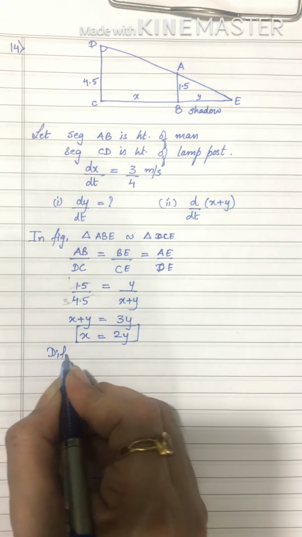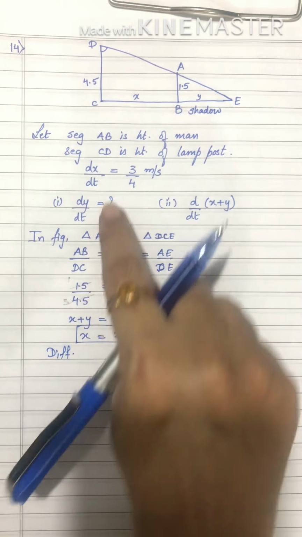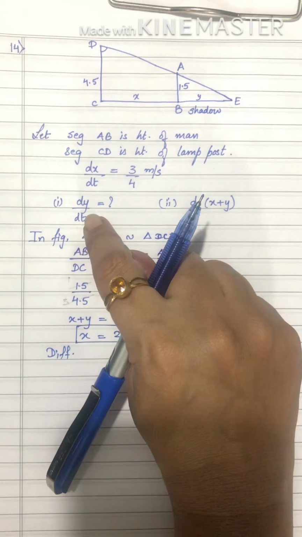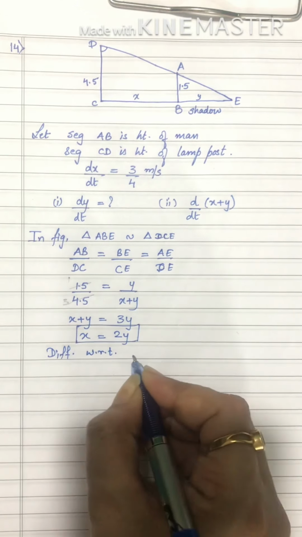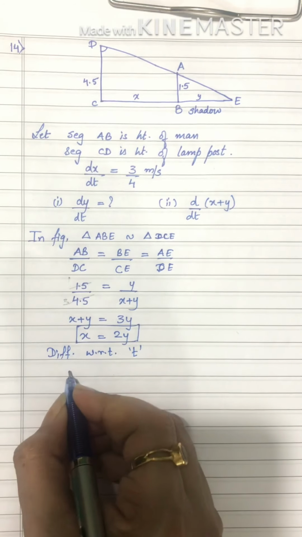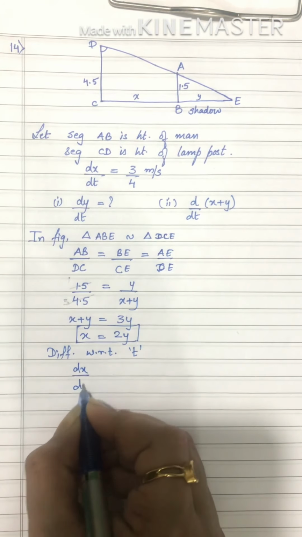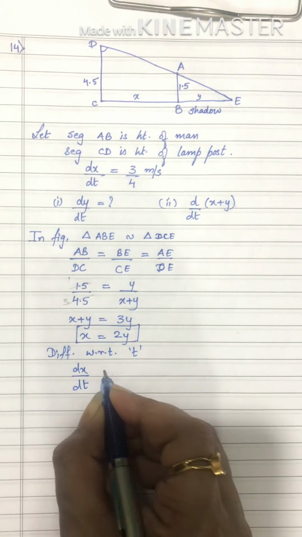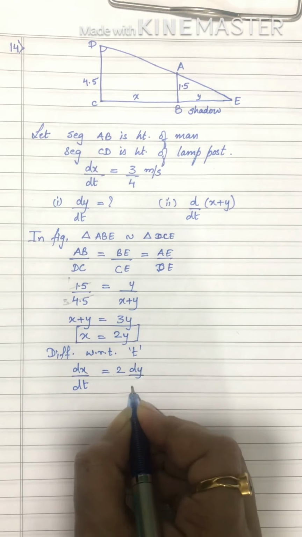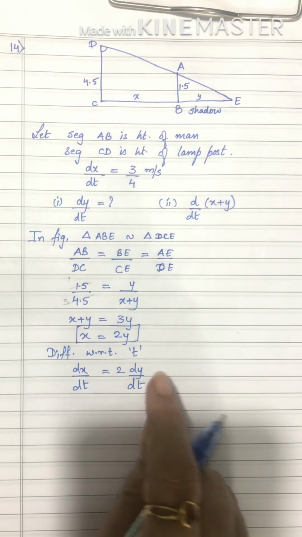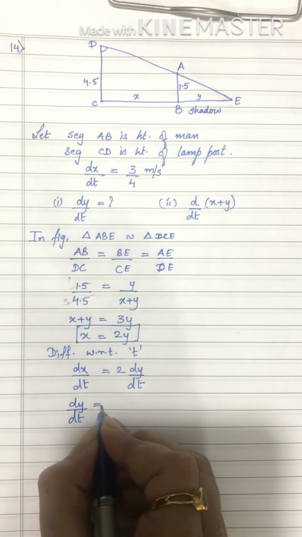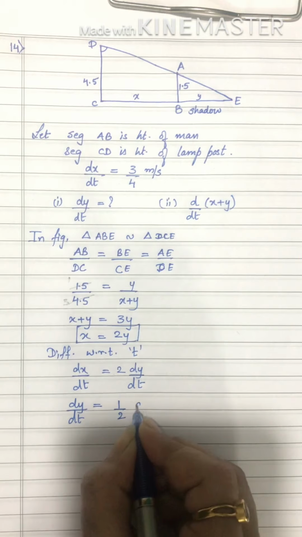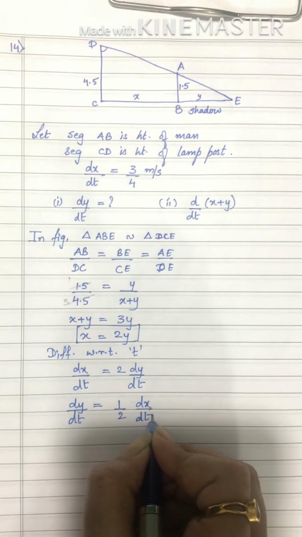Now we will start differentiating. Why am I differentiating? Because they are asking dy upon dt. This we will get only when we differentiate this. So I further differentiate this with respect to t. I get dx upon dt is equal to 2 dy upon dt. Okay, so now I'll keep dy upon dt on one side. dy upon dt is equal to 1 upon 2 dx upon dt.